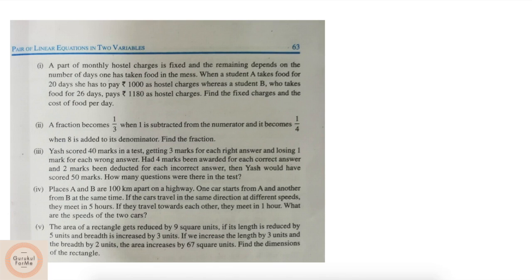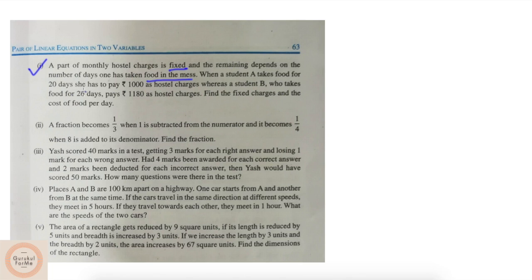So let's form the equation and try to solve and get the answer for it. Let's look at this now. A part of the monthly hostel charge is fixed, and the remaining depends on the number of days one has taken food in the mess. Okay, true. Assuming that you pay rent in the hostel, they will charge you rent for a month. And then they will say, also there is a food charge, and that depends on how many meals you have taken every day.